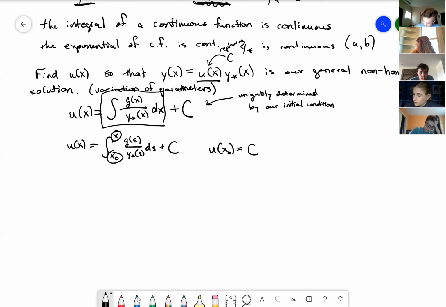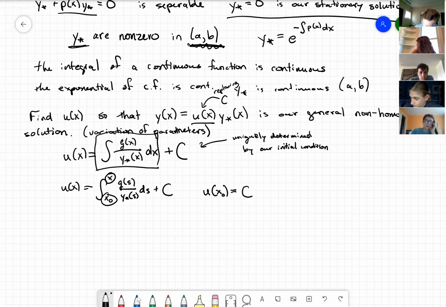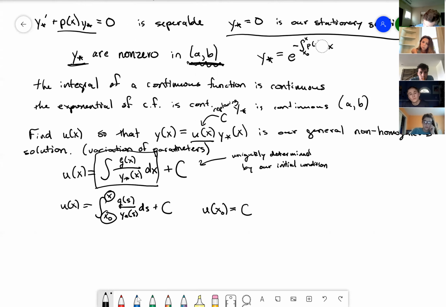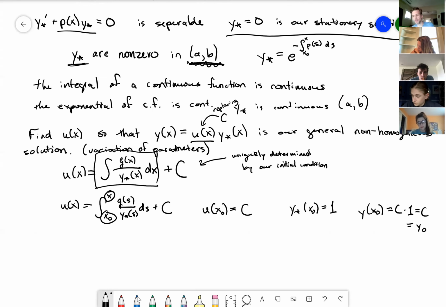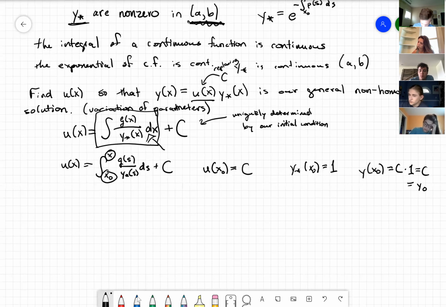And then if I do the same trick for our y star, right here, from x zero to x, with the integration using a dummy variable, then y star of x zero is equal to one. And so y of x zero is equal to c times one, or just c, and that's equal to y zero. So if we use these special antiderivatives, that constant is just y zero. More generally, we can say it's uniquely determined: the integral is determined up to a constant, and we know what the constant is.